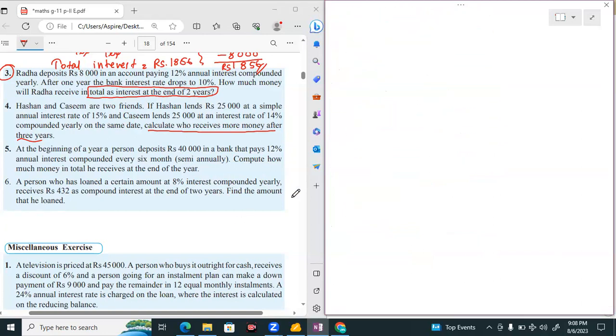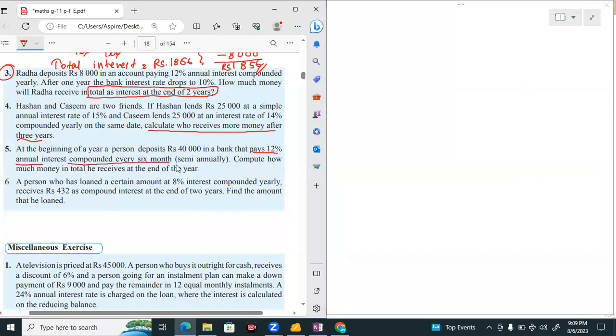Okay, others, when you calculate the interest here, look at it. It is given that at the beginning of a year, a person deposits 40,000 in a bank that pays 12% annual interest compounded every 6 months. Look at it carefully. Now this is compounded every 6 months, which means it is compounded semi-annually. Compute how much money in total he received at the end of the year.